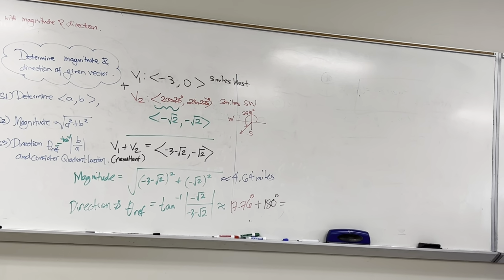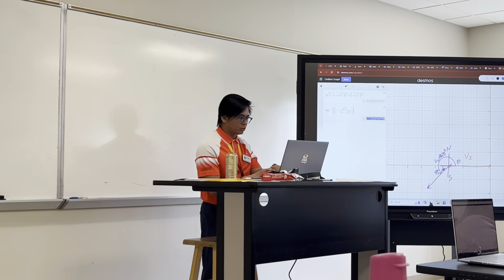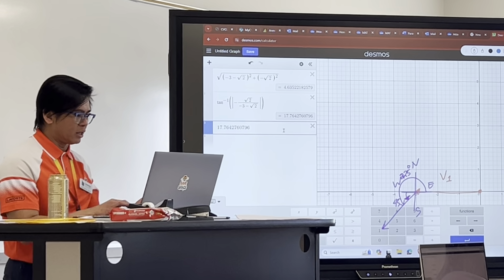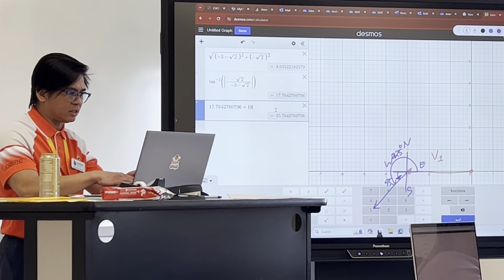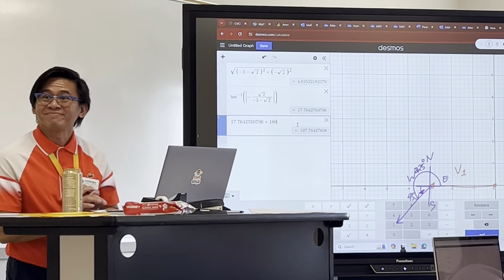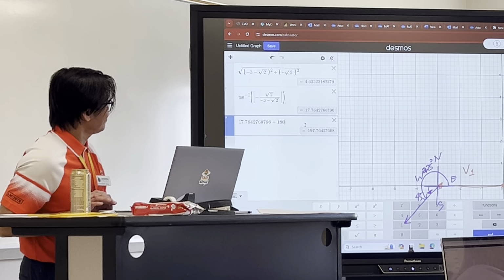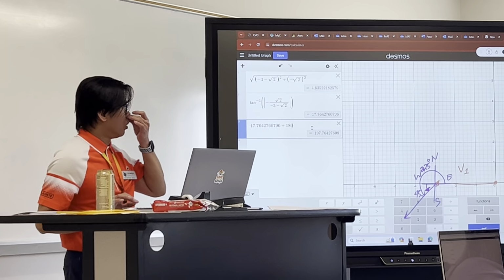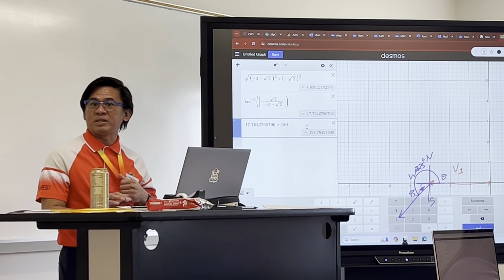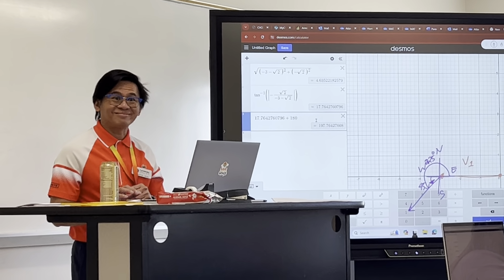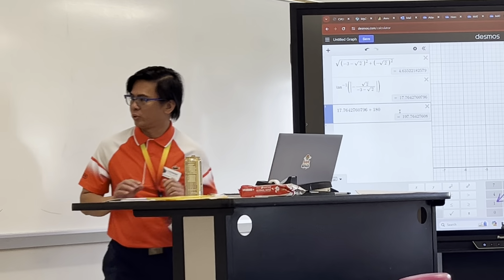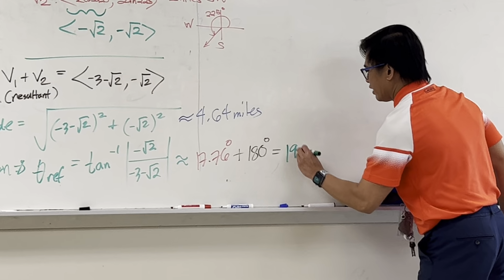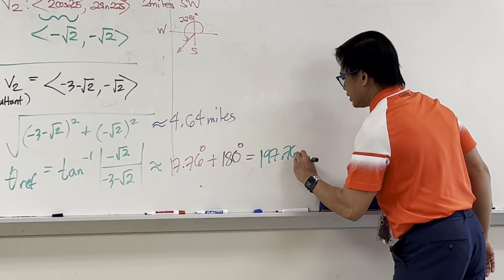So here it is. Let me add it in here. Control C, put it in here. Control V. And what's that? Plus 180 degrees. Okay. And what's that going to be? 197.76 degrees. Okay. So let's put it in here. 197.76 degrees.